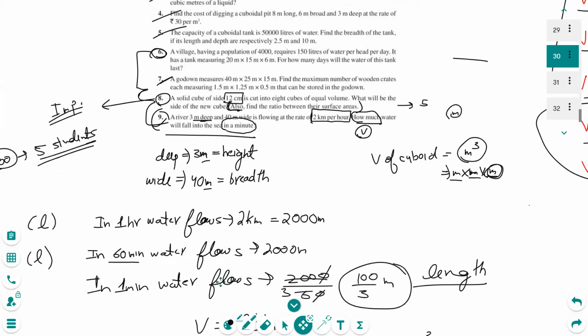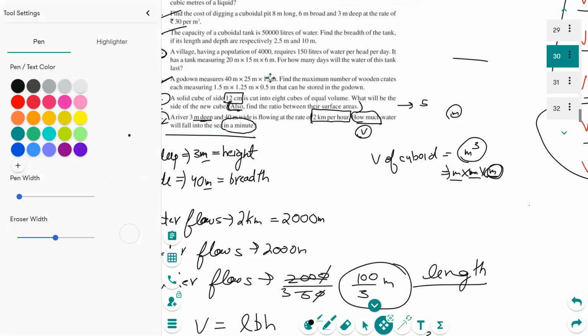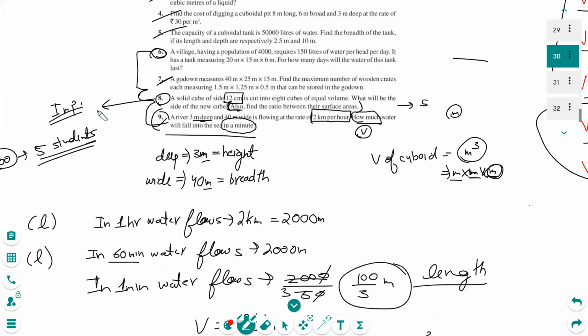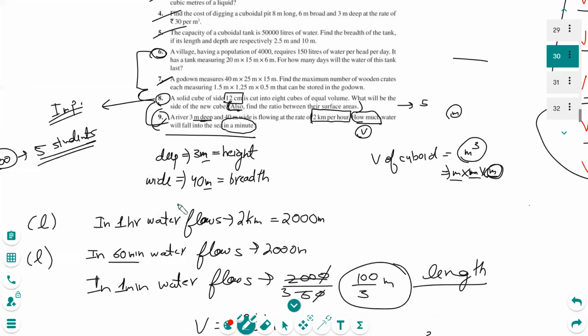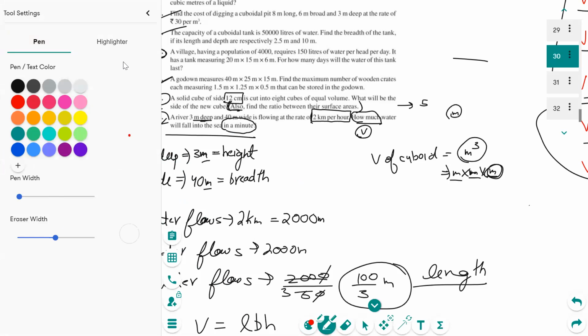A river 3 meter deep. Let me take a different color. Okay, I just got to know another feature is here. Highlighter can be used. That's nice. Let's see how we use it. Okay, that's not a highlighter. Why does it say that it's a highlighter? Okay, how about I go for pen only?